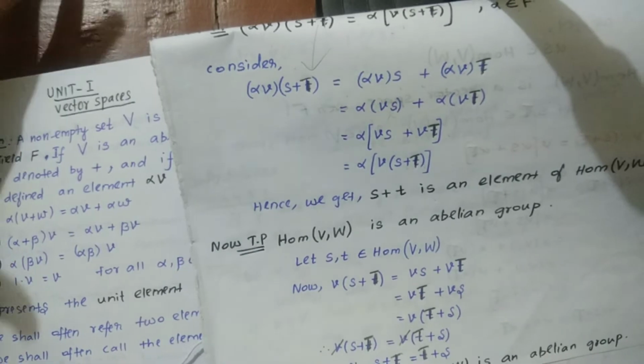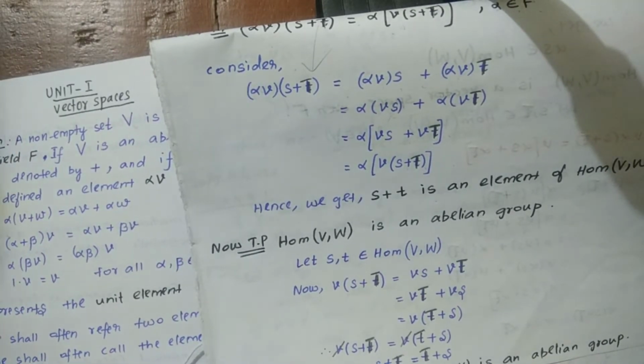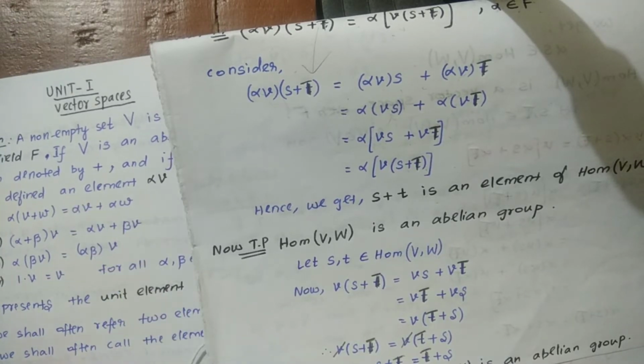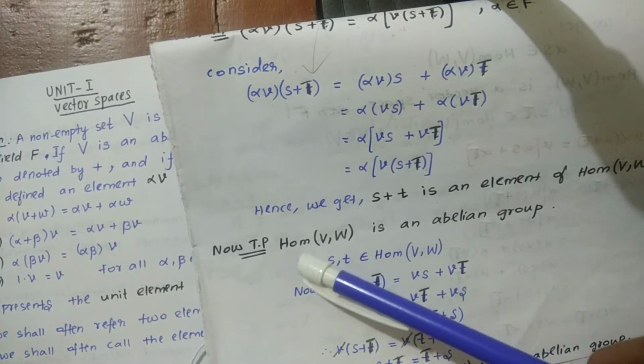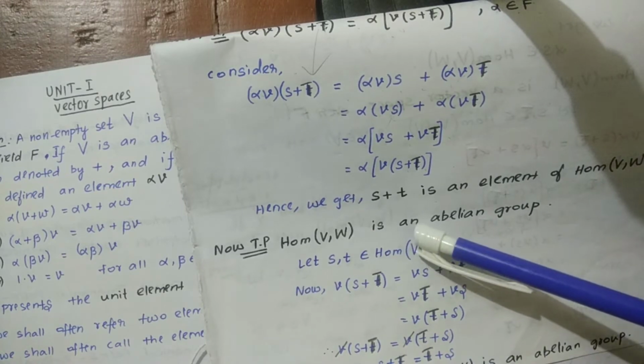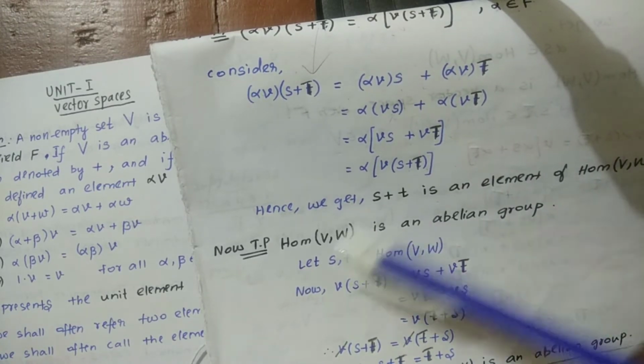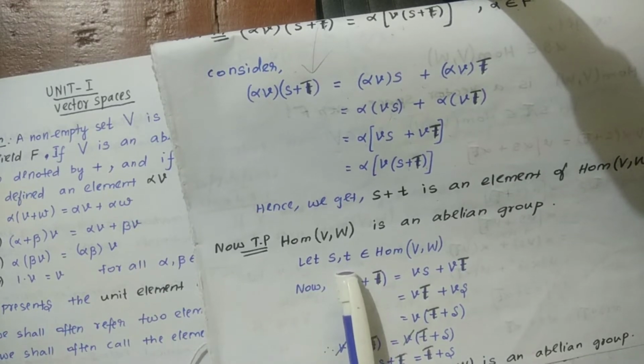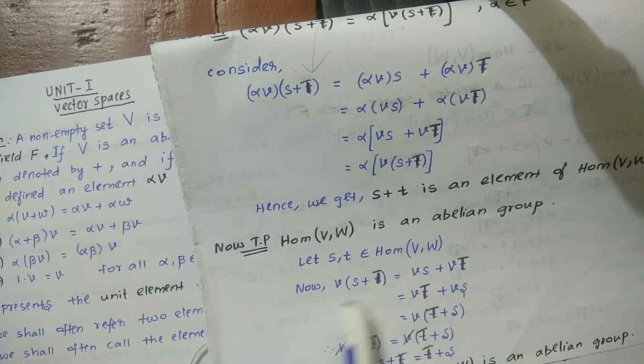Now to prove a non-empty set as a vector space, you have to prove that the set is an abelian group, right? Under addition, under the operation addition. That is our definition. So here you are going to prove this homomorphism of v comma w is an abelian group. Here let s comma t, you are taking two elements from homomorphism of v comma w.